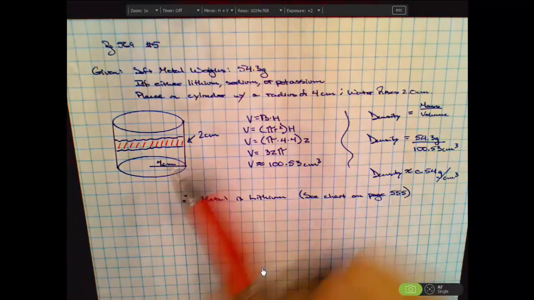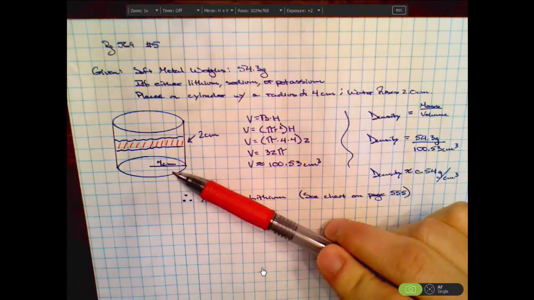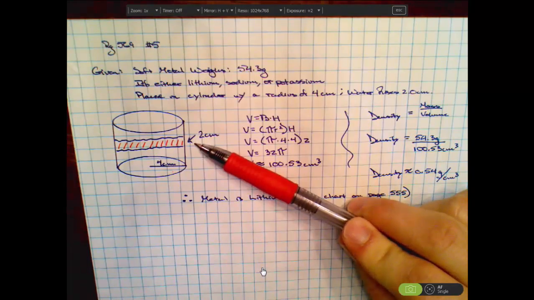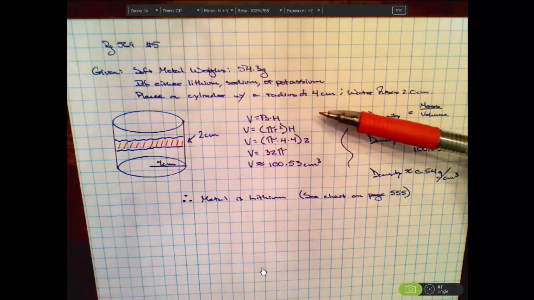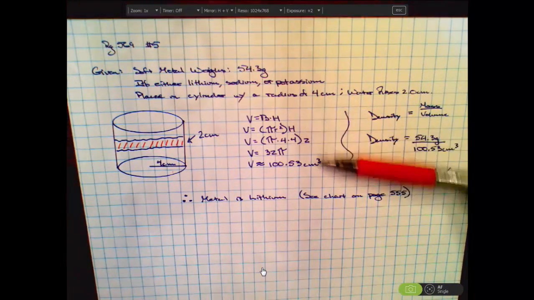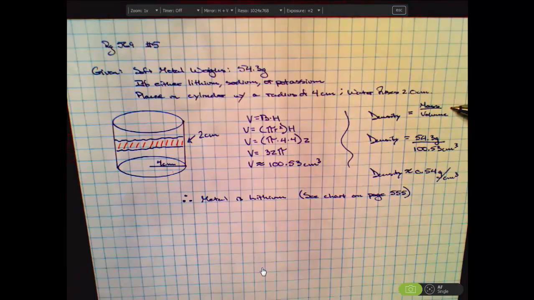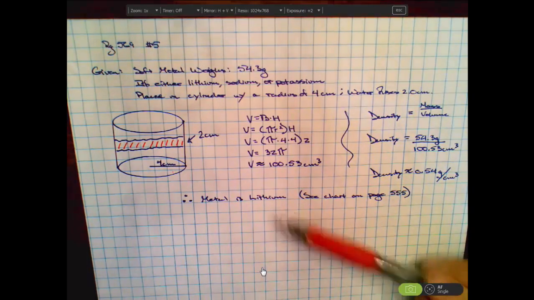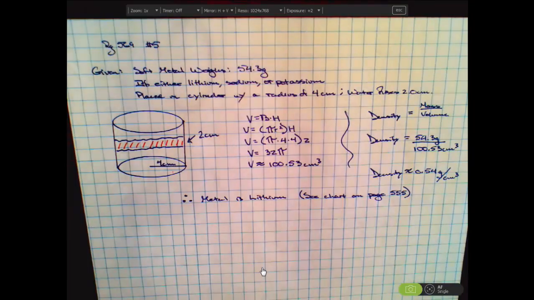So essentially what you're going to do is find the volume of the cylinder with a radius of 4 centimeters with a height of 2 centimeters. You can pause this and take a look, but here's the work finding the volume. Density is mass over volume. You take the mass of 54.3 grams divided by the volume, and you'll get a density of approximately 0.54 grams per cubic centimeter. If you look up on the chart on page 555, you'll find that the metal is lithium.